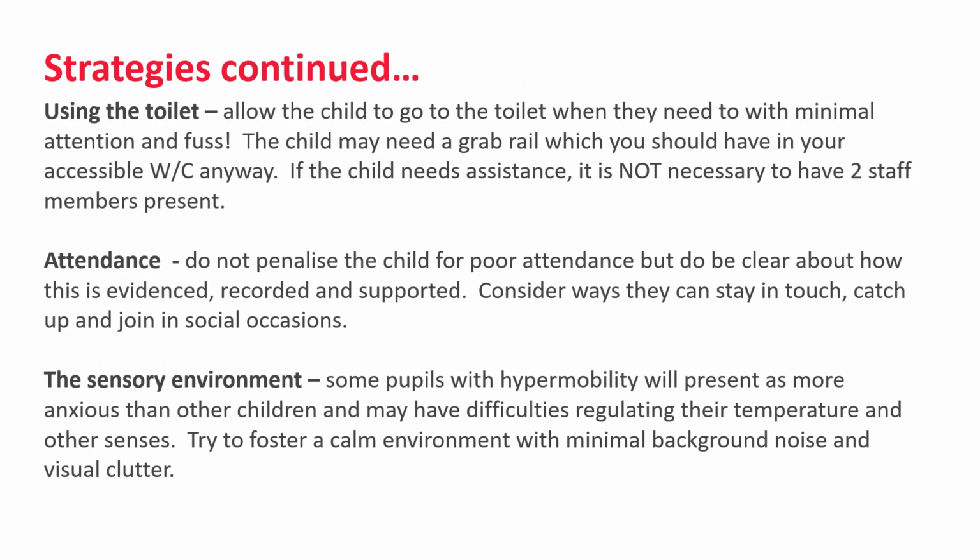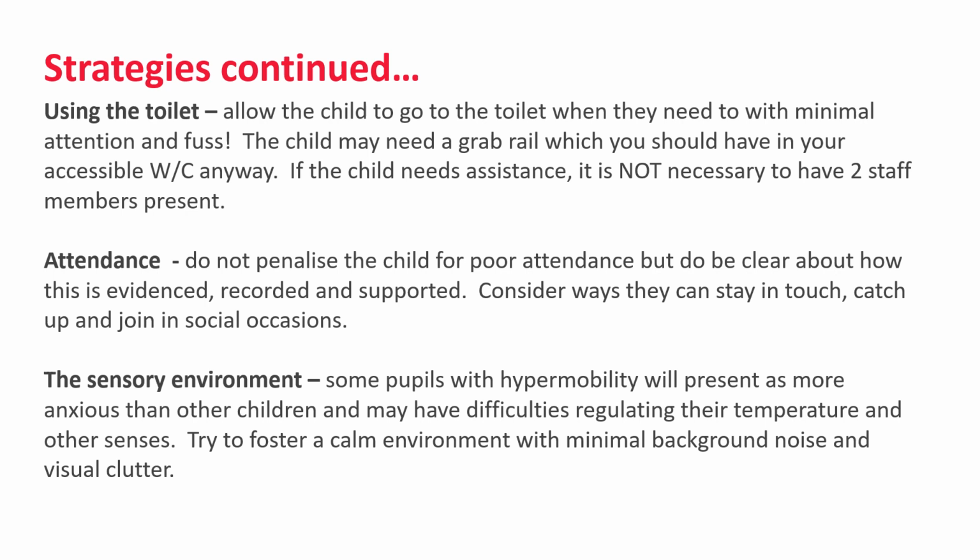Using the toilet. Allow the child to go to the toilet when they need to, with minimal attention and fuss. The child may need a grab rail, which you should have in your accessible WC anyway. If the child needs assistance, it is not necessary to have 2 staff members present. Attendance. Do not penalise the child for poor attendance, but do be clear about how this is evidenced, recorded and supported. Consider ways they can stay in touch, catch up and join in on social occasions.